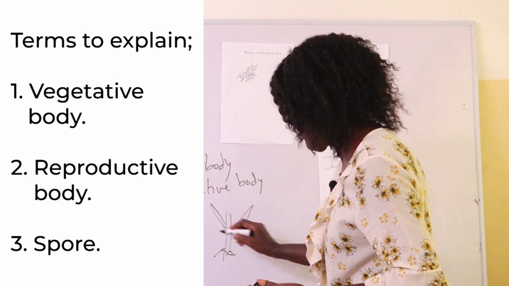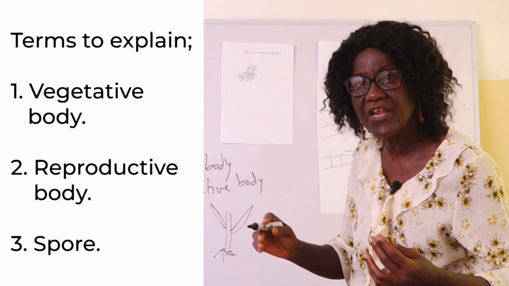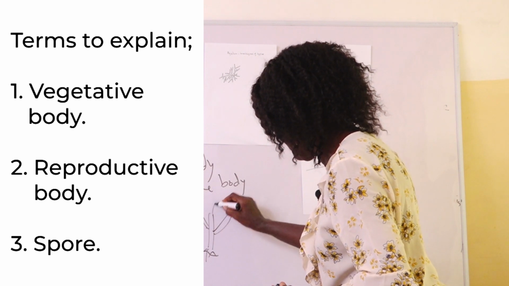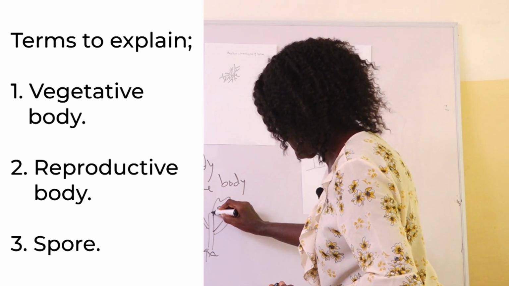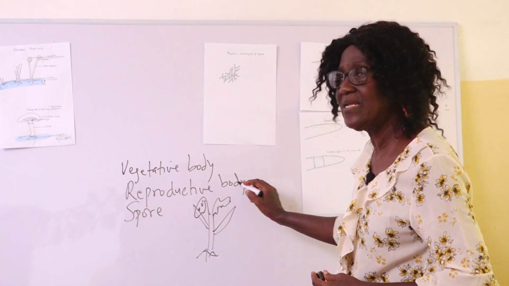Then, when we talk about reproductive body, we are talking about the parts that are concerned with reproduction. In plants, we are talking about flowers, fruits, seeds. That is the reproductive body.